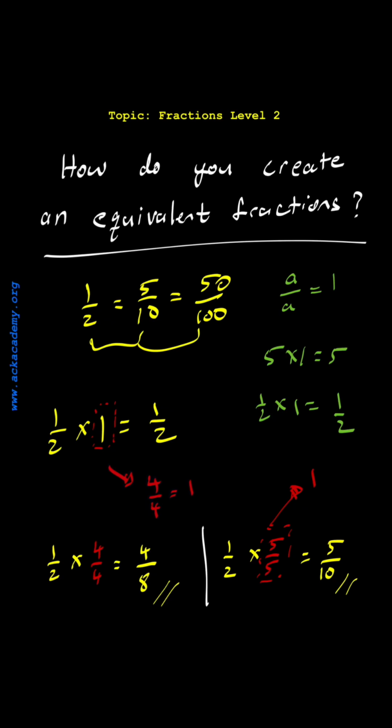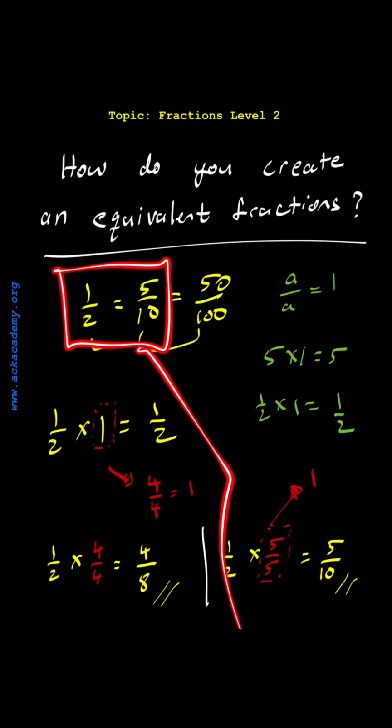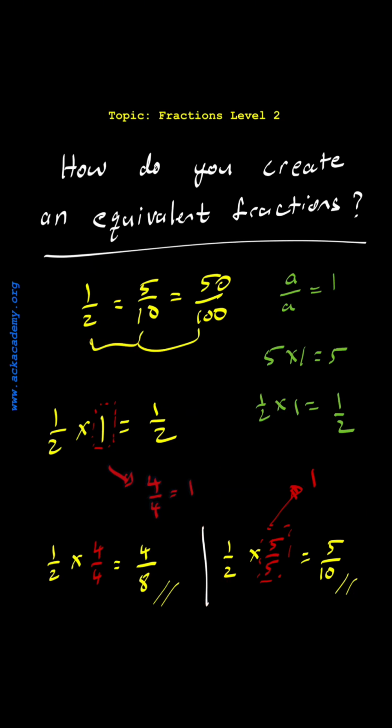So notice that this one is here and this one is here. How we get to this is by doing this. It's by noticing that we can always multiply by a 1 to get equivalent fractions. How do we make a 1? Just make sure the numerator and denominator are the same number.